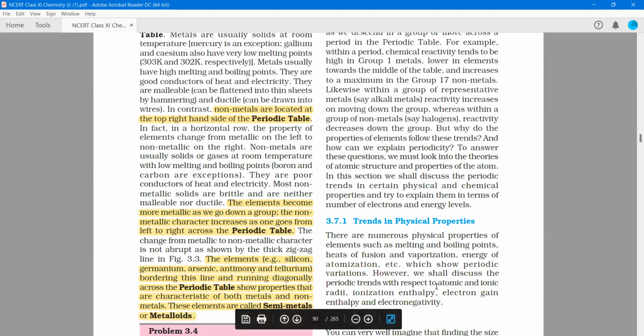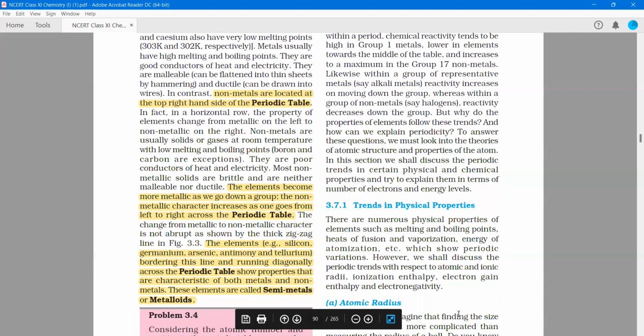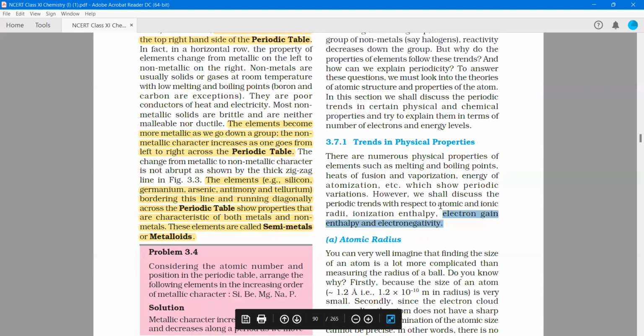So let us start with some physical properties. There are numerous physical properties of elements such as melting point, boiling point, heat of fusion, vaporization, energy of atomization, etc., which show periodic variations. However, we shall discuss the periodic trends with respect to atomic and ionic radii, ionization enthalpy, electron gain enthalpy, and electronegativity. So all of these things: atomic radius, ionic radius, ionization enthalpy, electron gain enthalpy, and electronegativity we are going to deal with.